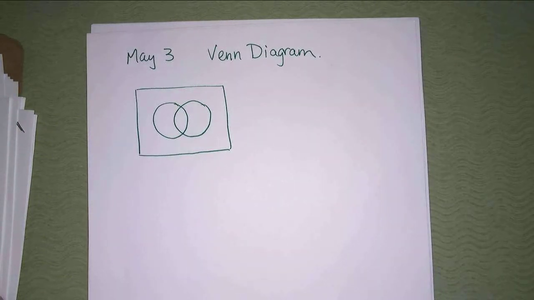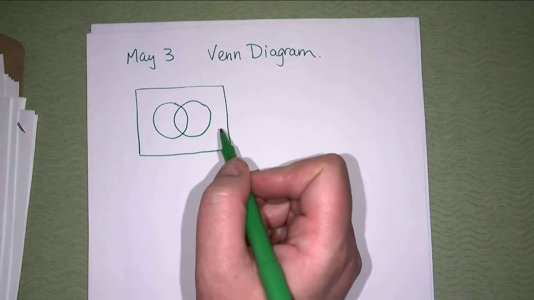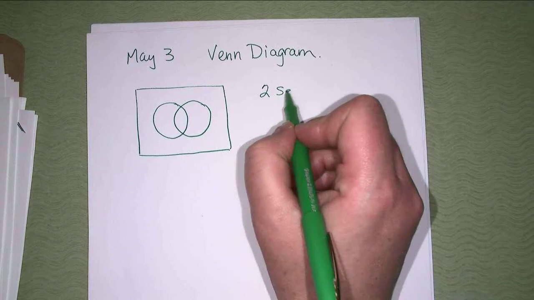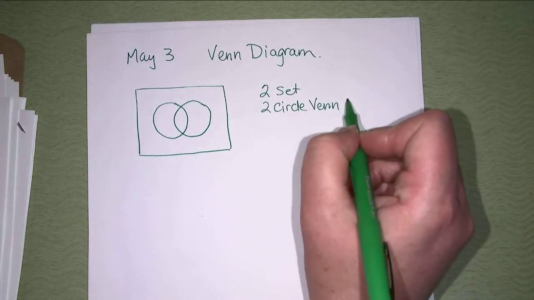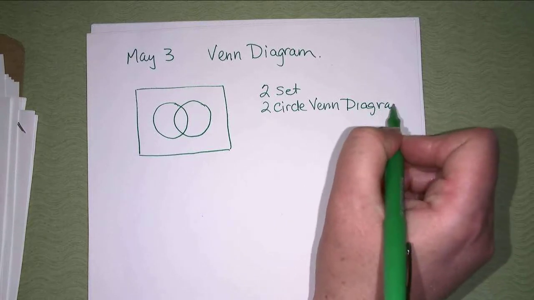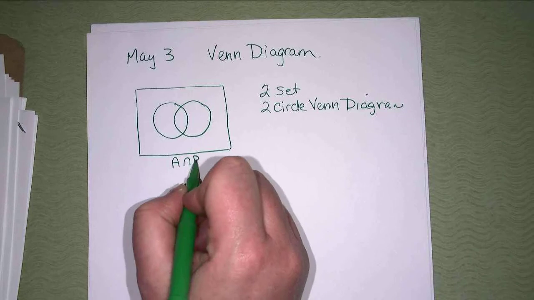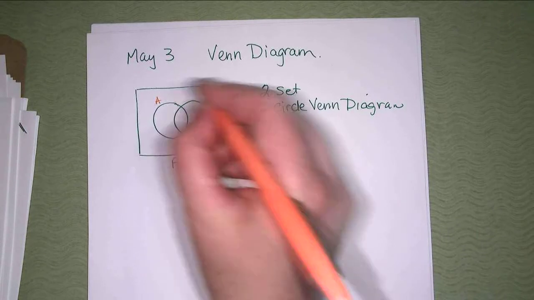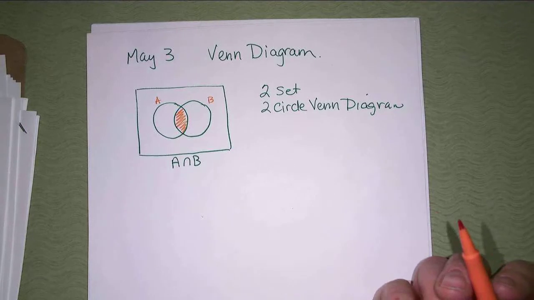So this is a Venn diagram. It's got a kind of flag shape on the outside, a square. Okay, and this is a two-set Venn diagram, two-set or two-circle. With two sets, you can show different things, and I usually just label them underneath. If I wanted to show A intersection B, and this is A and this is B, then the intersection is right here where they overlap, where they have in common.